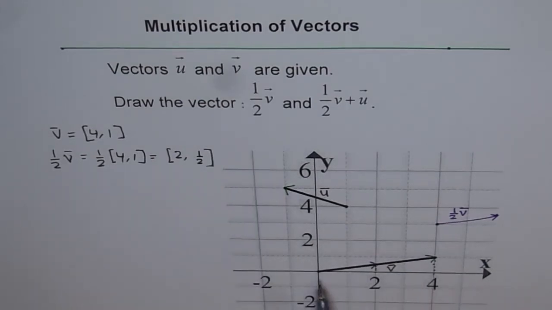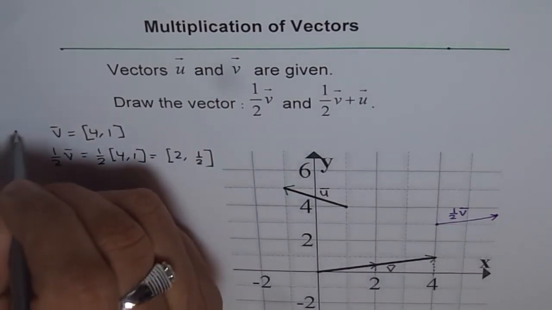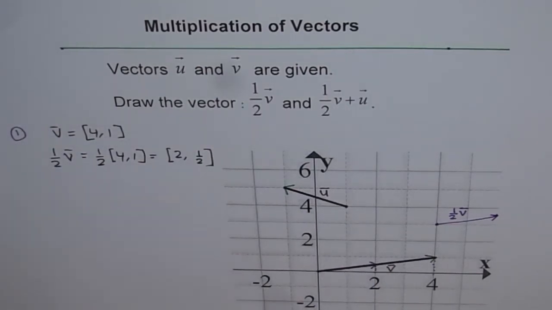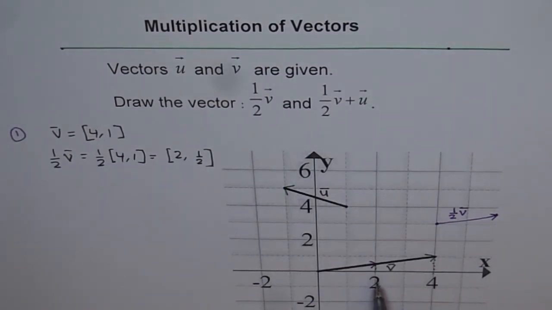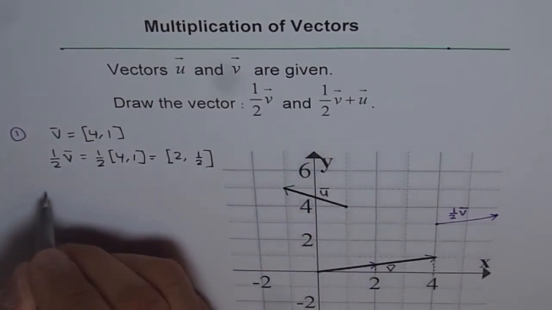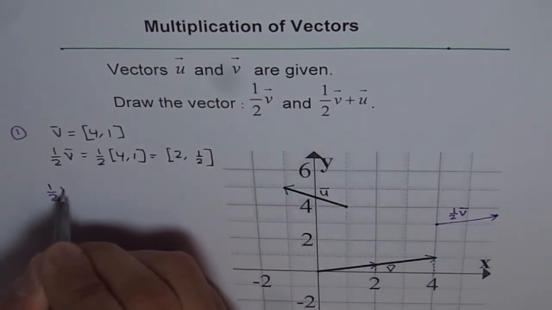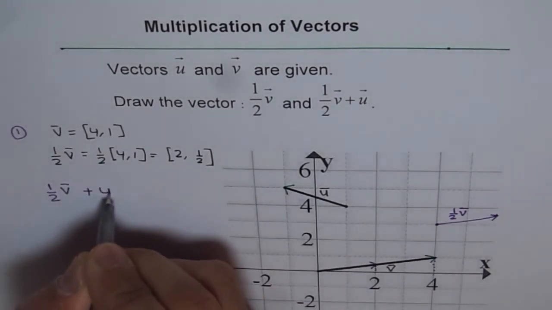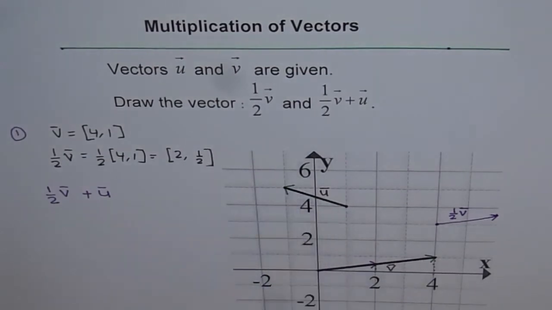So basically we are scaling our vector, and for half we are multiplying by half or dividing by 2. So that is the first part, right? Either we could do it using Cartesian coordinates, or like this, making a similar triangle. So those are options for us. Now the second part is we have to do half of v plus u. Vector u is given to us here.